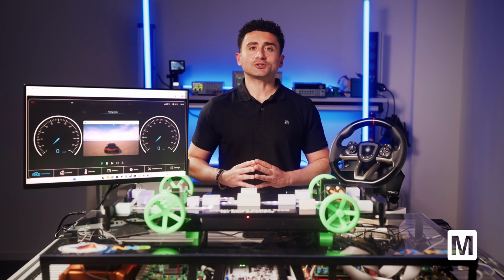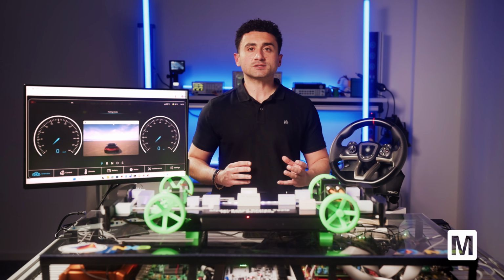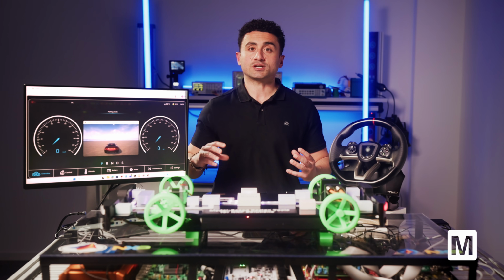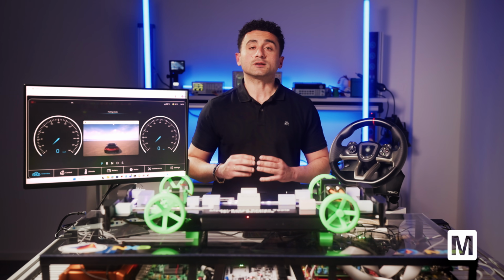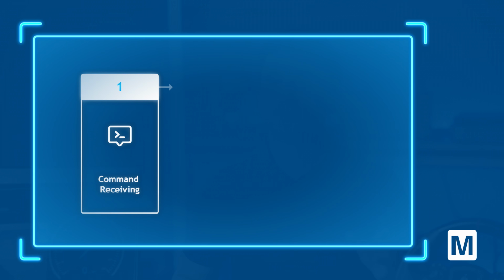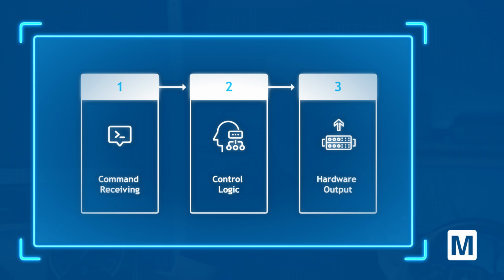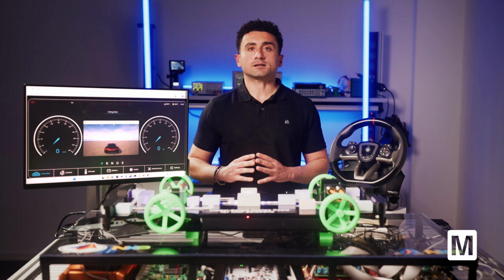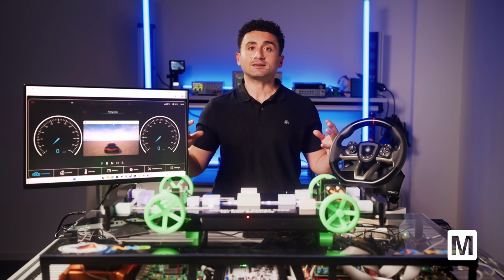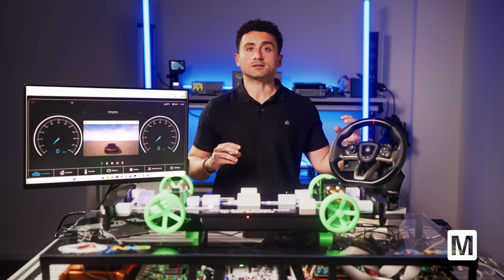The application we're looking at is the Rear Lights Controller. It receives commands over the CAN bus, processes them through a control logic layer, and drives the corresponding hardware outputs. In Simulink, the model is structured around three subsystems: command receiving, control logic, and hardware output. Each subsystem has a clear responsibility, and together they form a clean, traceable path from the bus signal to the physical lights.